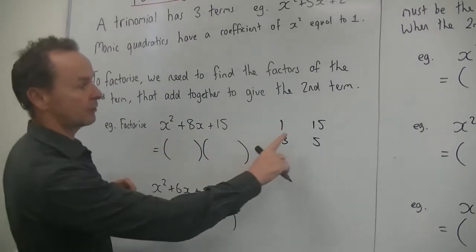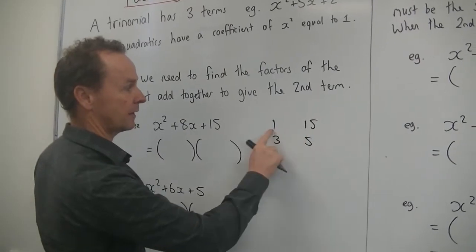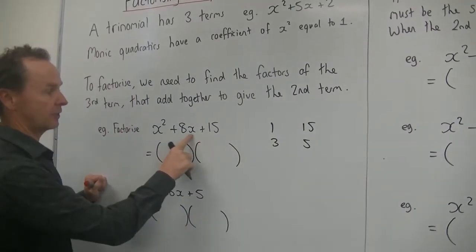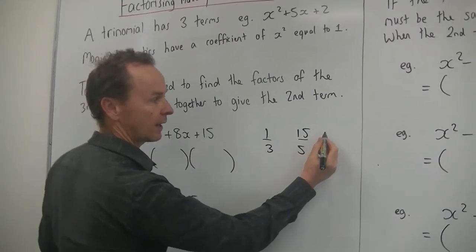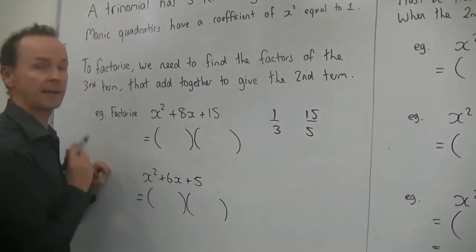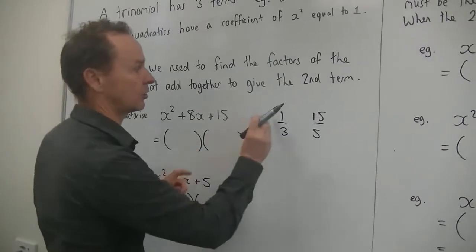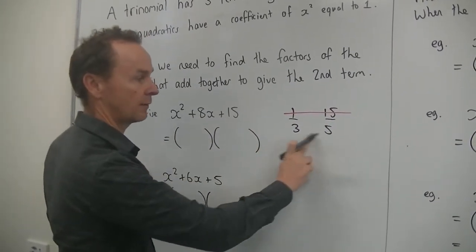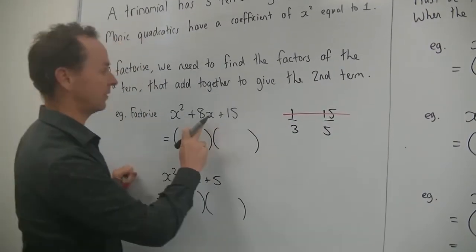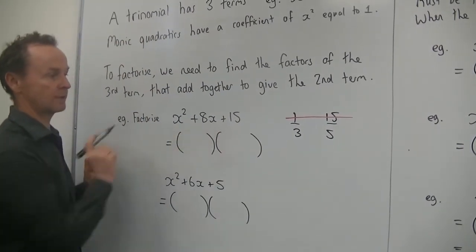So what we need to do is find which combination of these factors is going to add together to give me my plus 8x. If I add 1 and 15 together, I get 16. So that is not 8x. That is not my right combination. I can cross that out. Let's try the other combination, 3 times 5. 3 plus 5 is 8. And that gives me my middle term, which is 8x.